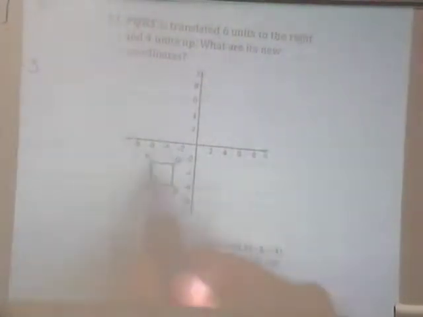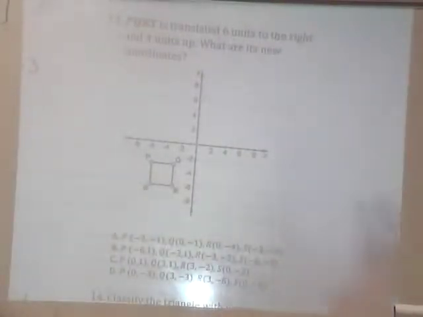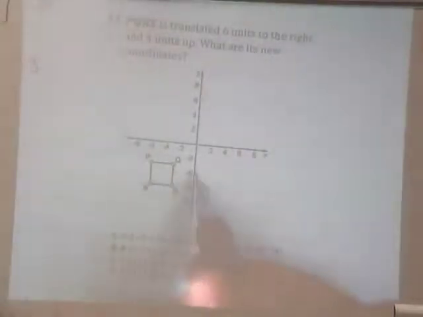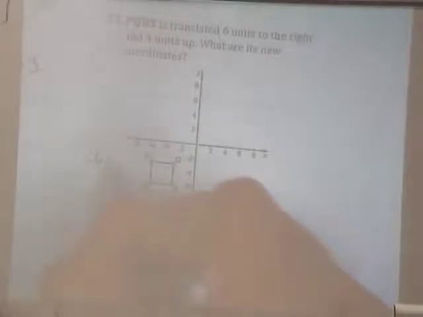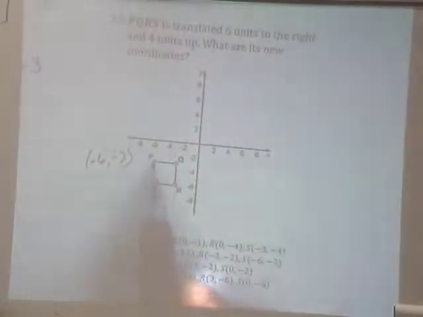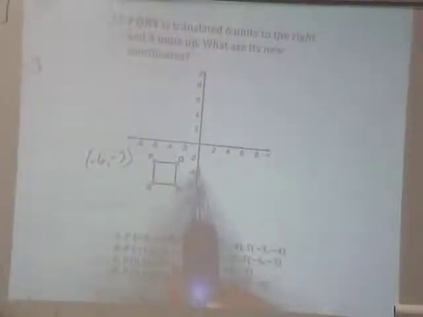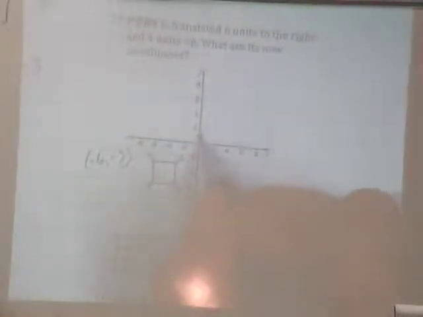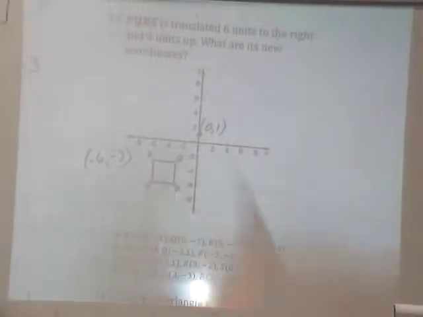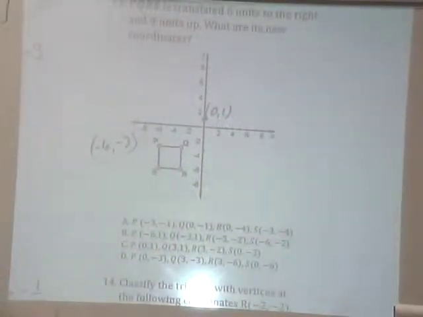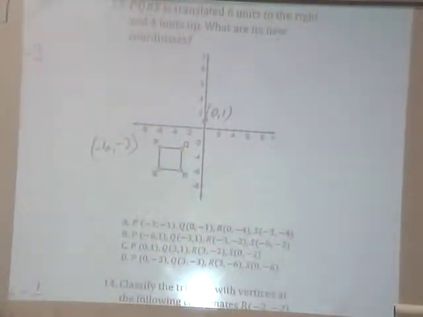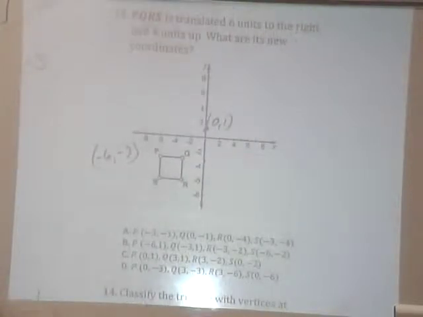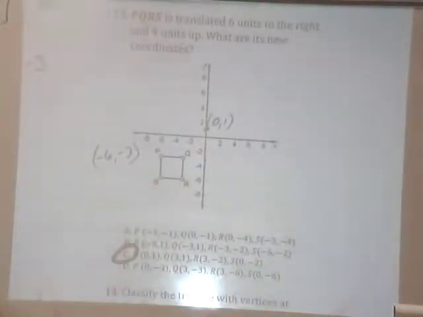Right now what is it? Negative 6, negative 3. So if I move it 6 to the right, it'll be on the y-axis, right? And if I move it 4 up, 1, 2, 3, 4, it'll be right there. 0, 1. So point P moves to 0, 1. So what's it got to be? It's got to be C. Questions on number 13?